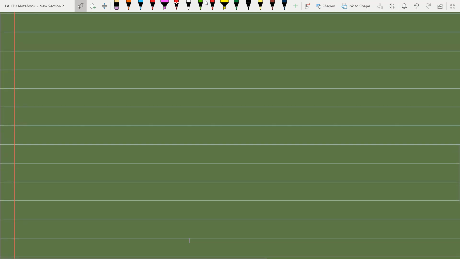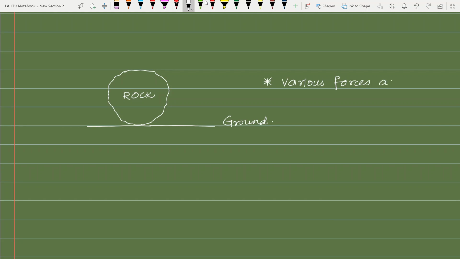Now, to understand these 2 points, let us try to take a few examples. Let us say that we have a huge rock. Let us say this is the rock lying on the ground. This is the ground. Under this condition, what are the various forces acting on the rock?